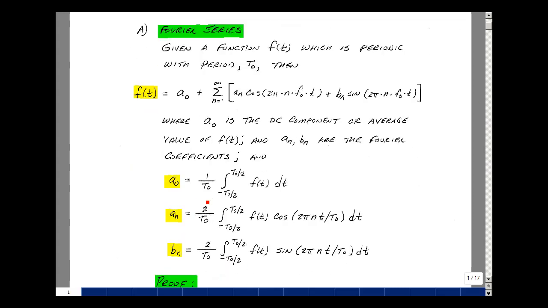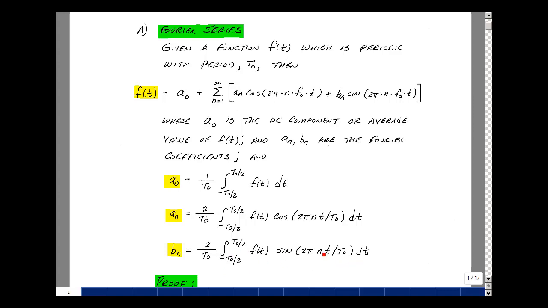a0 is 1 over the period, integral from minus t0 over 2 to t0 over 2 of f of t dt. a sub n is 2 over t0, the integral from minus t0 over 2 to t0 over 2 of f of t times the cosine of 2 pi nt divided by t0 dt. And b sub n is 2 over t0, integral from minus t0 over 2 to t0 over 2 of f of t times the sine of 2 pi nt divided by t0 dt.